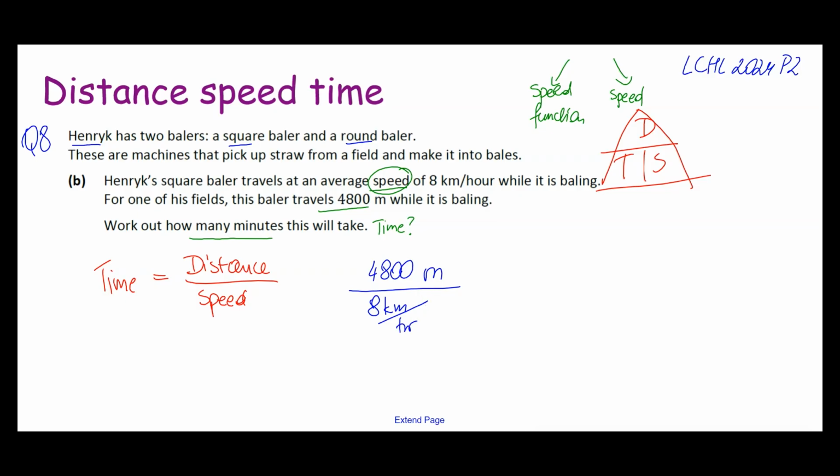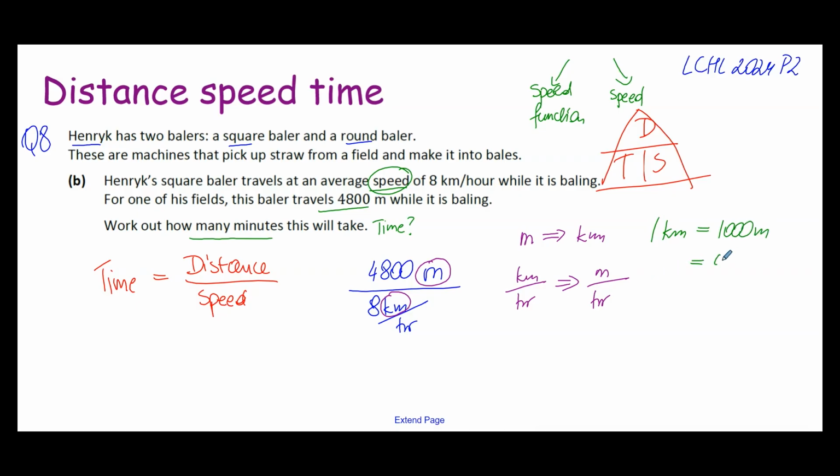Now, our measurements have to be the same. It will not work if one is meters and one is kilometers. We have to change that. It will be easier to change meters into kilometers than to change kilometers per hour into meters per hour. So we're going to change 4,800 into kilometers. How do we make that change? What do we know about meters and kilometers? That 1 kilometer is equal to 1,000 meters.